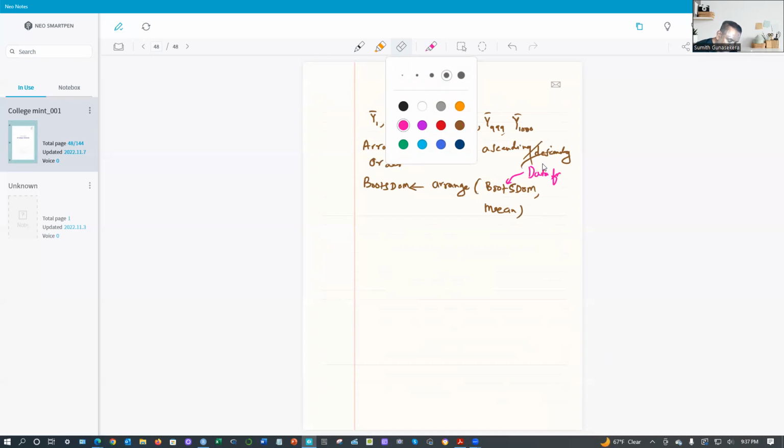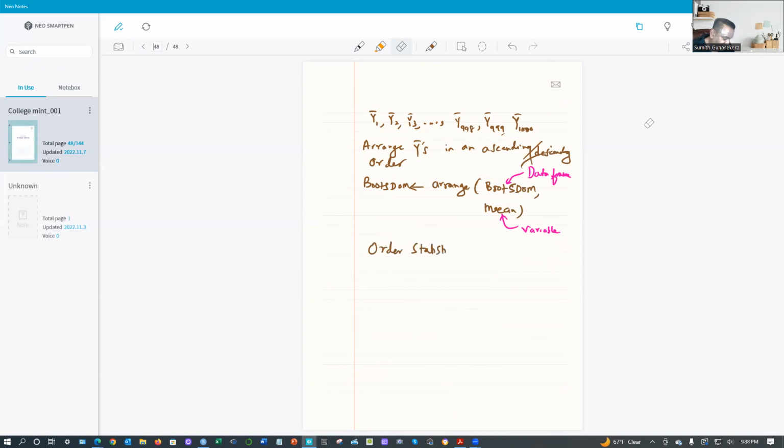Yes, the data frame is the variable. They will be arranged in ascending or descending order. Then I have order statistics now. Those are called order statistics. Look at how I'm going to write.